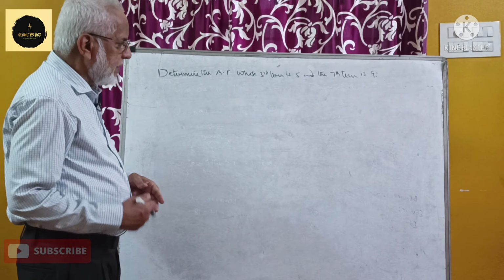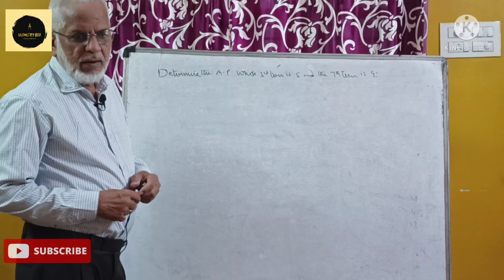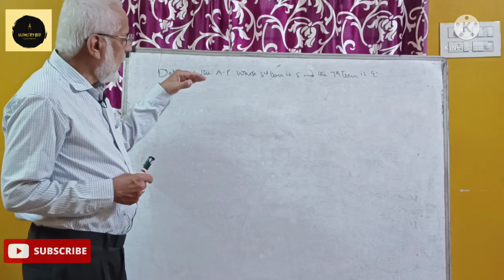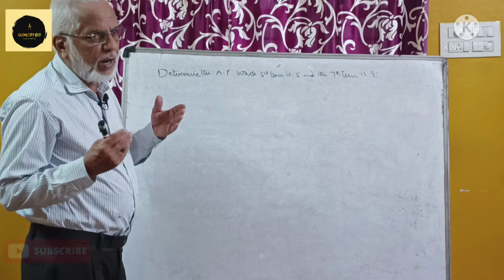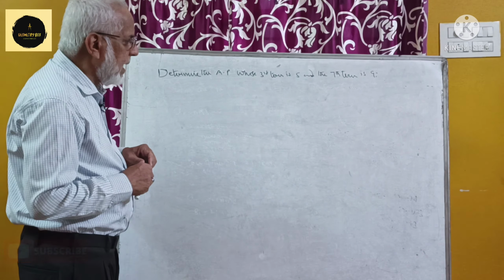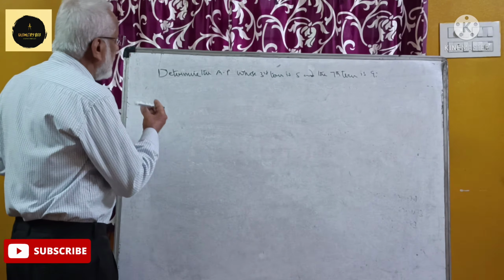What do you mean by AP? AP is an arithmetic progression. Whenever the question says determine AP, we have to write a as well as find the value of d. Now in this question they have not mentioned a and d. First of all, write down the solution. In the solution, what are you going to write?